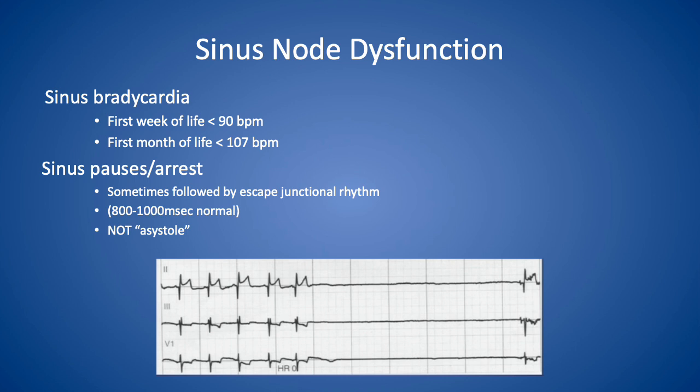And typically a sinus pause or an arrest can be normal for up to 1,000 milliseconds. When you talk about these sinus pauses or sinus arrests, it's helpful not to call it asystole, as asystole has a connotation that's associated more with a pause or arrest in sinus activity that's associated with cardiac arrest, whereas sinus pauses or sinus arrest usually mean that there was recovery of that rhythm.